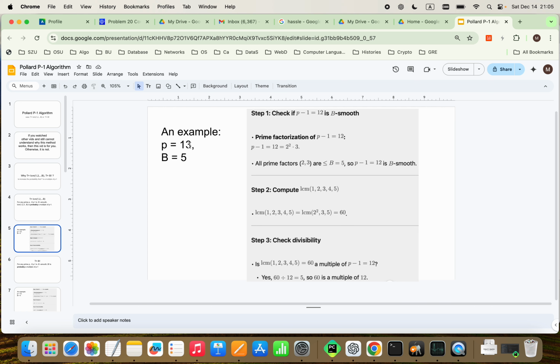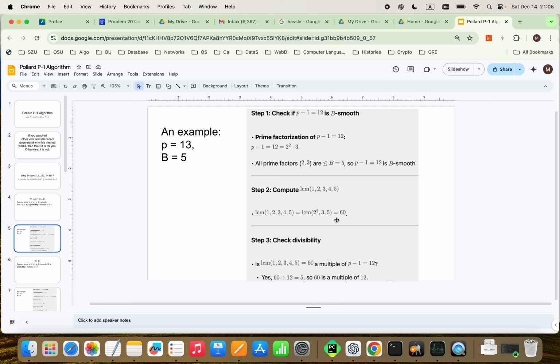In this example, our p is 13 and our b is 5. So our p-1 is 12. We factor it here: it has 2, 2, and 3. And it turns out that all the prime factors are less than 5. So p-1 is 5-smooth.